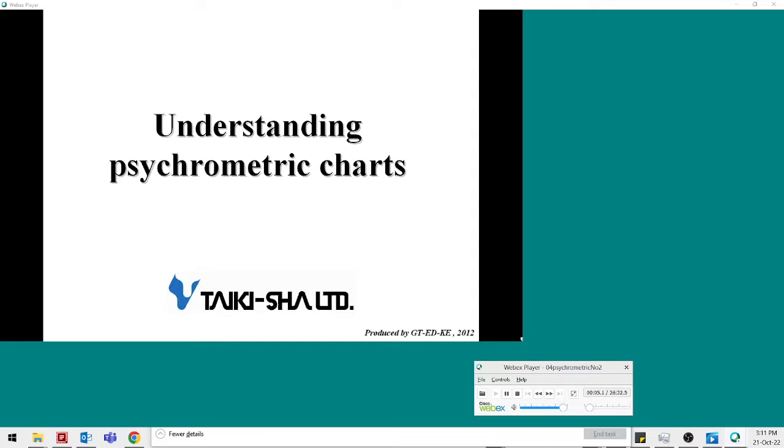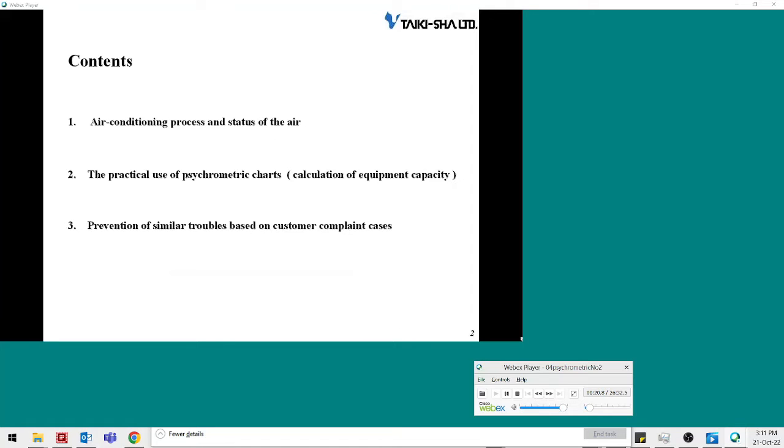Today, you will learn about understanding psychrometric charts. I will explain the basics of psychrometric charts, so it will also be a review. Under the theme of utilizing psychrometric charts, I would like to explain how to read the changes in the air plotted on the psychrometric charts and how to calculate equipment capacities.